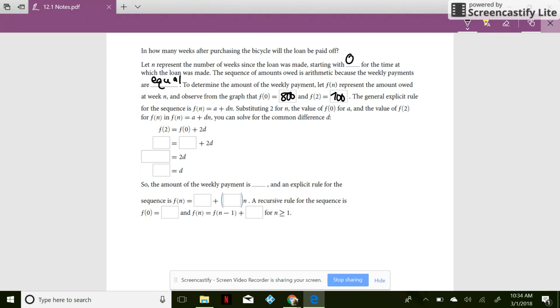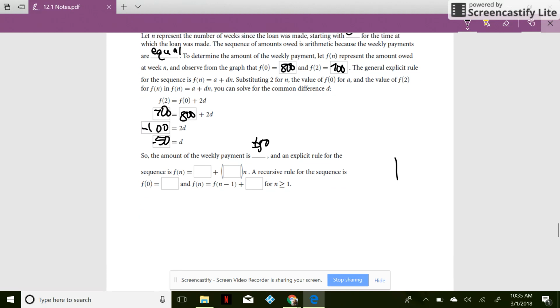The general explicit rule says that f of n is equal to a plus d times n. So we're going to plug in some values. F of 2 should be equal to f of 0 plus 2 times d, since we went 2 weeks in advance. So f of 2 is 700, which is equal to 800 plus 2d. We got negative 100 when we subtract that 800. So d is equal to negative 50. That means she's paying $50 each week, and the amount is decreasing because she's paying it off.